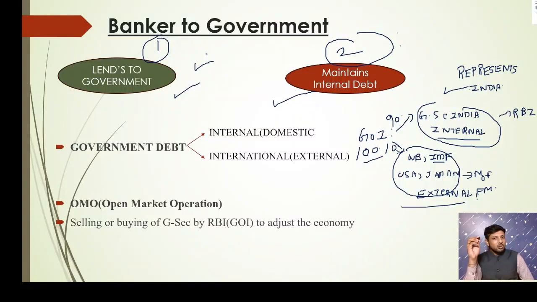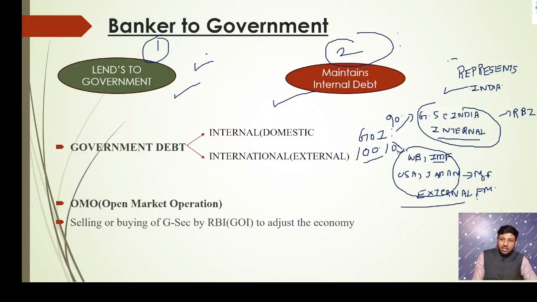You might get a question: RBI manages all the debt of the Government of India. Then it is wrong, because RBI manages only the internal debt, not the external debt. You may get a question like this: RBI manages the majority of the debt of the Government of India. In that case, the answer is yes, because internal debt is the majority, that is 90%. So the answer will be yes.